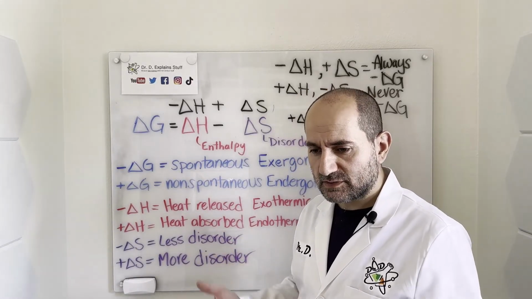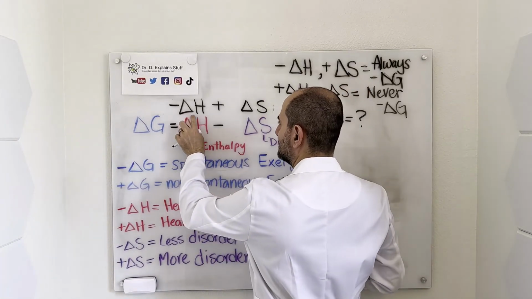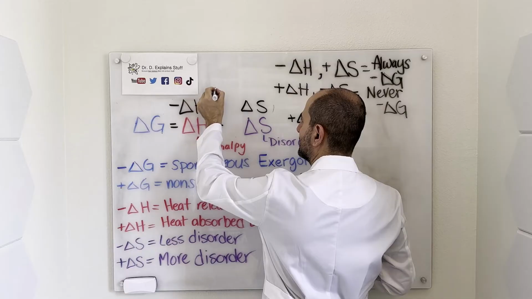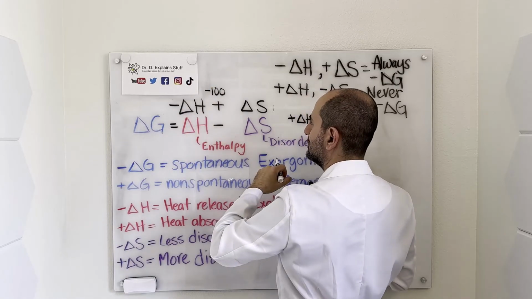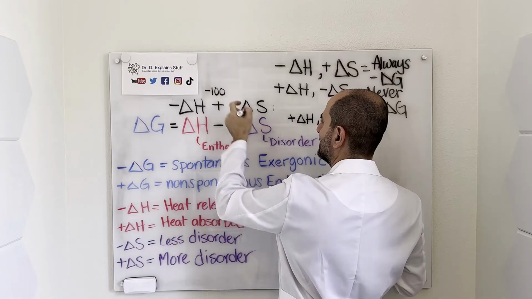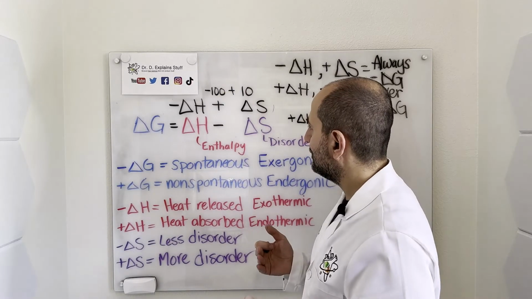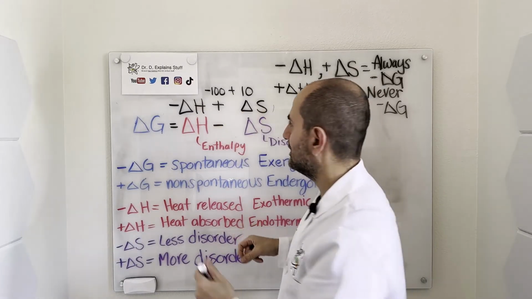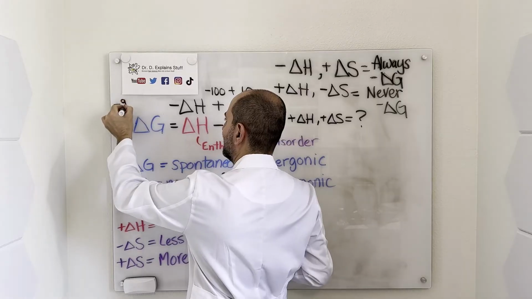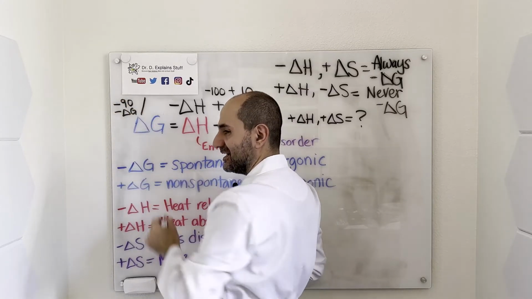Well, let's do some thought problems. What if my minus delta H is minus 100, let's pretend that's a minus 100 value, but my delta S is positive 10. In that case, it would be minus 100 plus 10, which is what? That would give me a minus 90 or a negative delta G. That would be a spontaneous reaction, right?